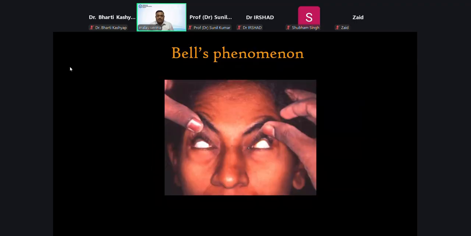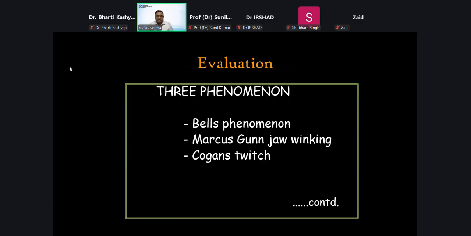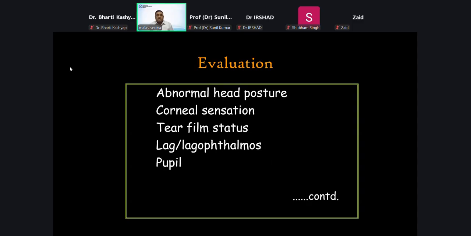And then Bell's phenomenon. So there are three phenomena also we need to measure. We need to measure the Bell's phenomenon. We need to see whether there is any Marcus-Gunn jaw winking, and we need to see Cogan's twitch sign, which is seen in cases of myasthenia gravis. And then various other measurements like if there is any abnormal head posture, how is the corneal sensation, and whether there is lid lag and lagophthalmos.